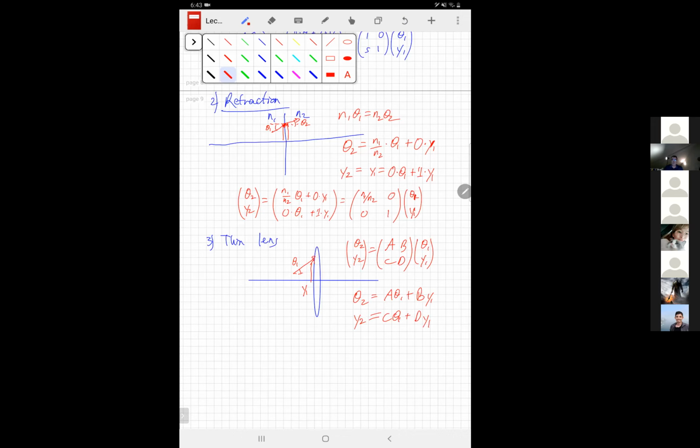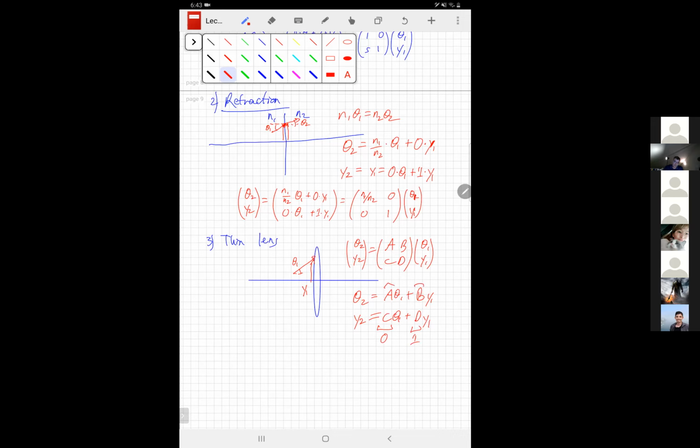Well, assuming that the lens is very, very thin, does y change passing through the lens? No. Nope. So these are easy. C is 0 and D is 1. But A and B are trickier.